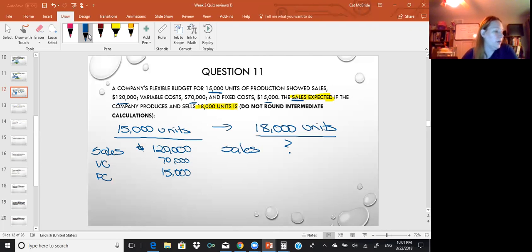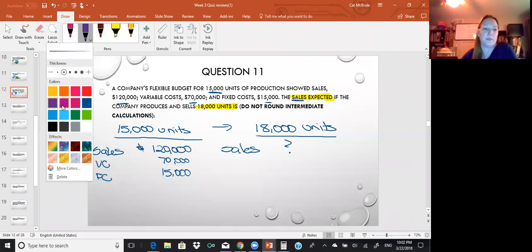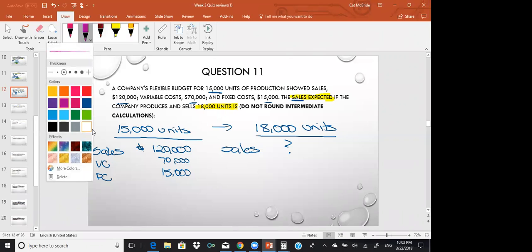So the first thing we have to figure out is, how much did we sell it for? We know how many units we sold and we know the total in sales dollars. But the piece I'm missing is, how much did we sell it for? So how do I figure out how much I sell it for per unit? Isn't it just sales divided by units? Yep, that's all it is.